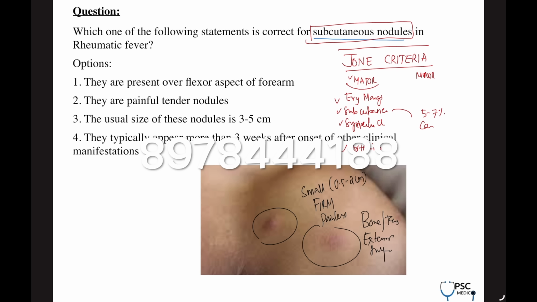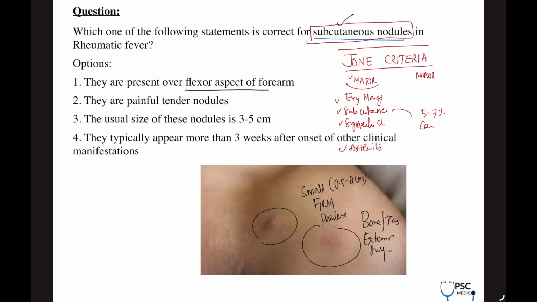So here the question is, which of the following statements is correct about subcutaneous nodules? They are present over the flexor aspect of the forearm? No. They are present on the extensor aspect. They are painful? No, they are painless. Osler's nodes are painful in infective endocarditis. The usual size is 3 to 5 centimeters. No, they are 0.5 to 2 centimeters.